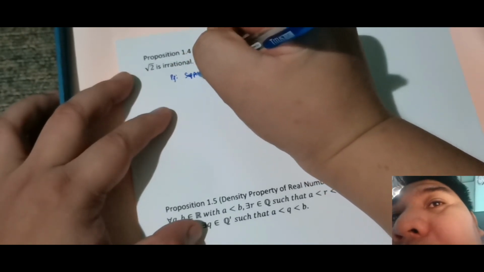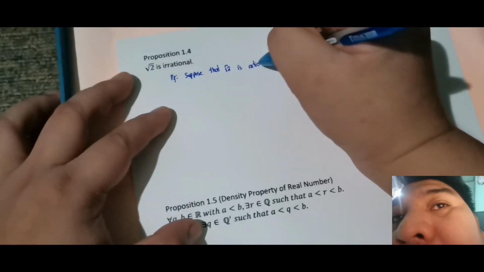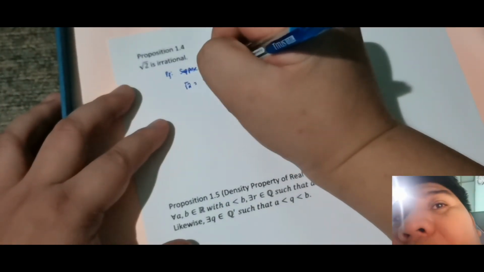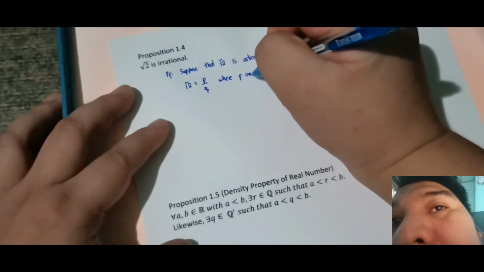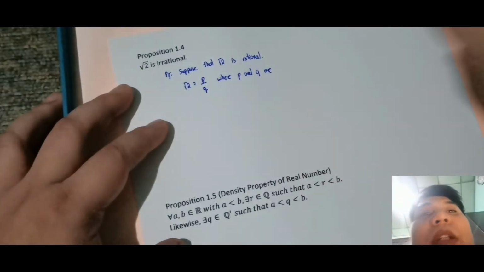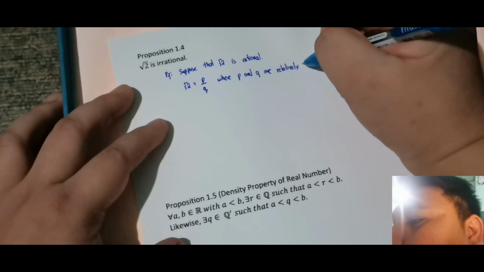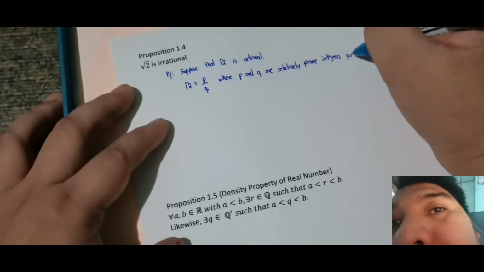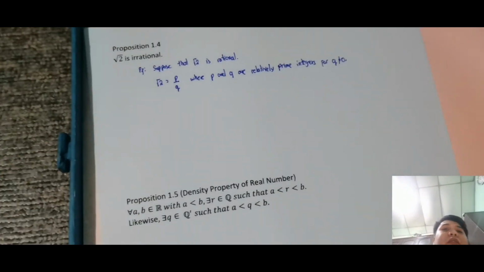Suppose that square root of 2 is rational. Okay, since square root of 2 is rational, pwede ko i-represent si square root of 2 to be p over q, where p and q are relatively prime integers for q is not equal to 0. Although kahit di ko nasama yung for q is not equal to 0. Okay, so ulit, nirepresent ko square root of 2 as an integer which is relatively prime, meaning naka-lowest term.